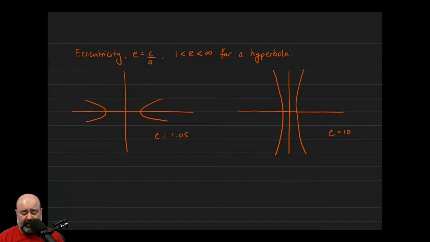Now, as to numerical values of eccentricity, if you're closer to 1, you're closer to the transverse axis. If you're further away from 1, you're further away from the transverse axis. So for both of these, the transverse axis is horizontal. For the one on the left, you are closer to the transverse axis, so the eccentricity is closer to 1. For the one on the right, you're further away from the transverse axis, so the eccentricity is further away from 1. And that's it.